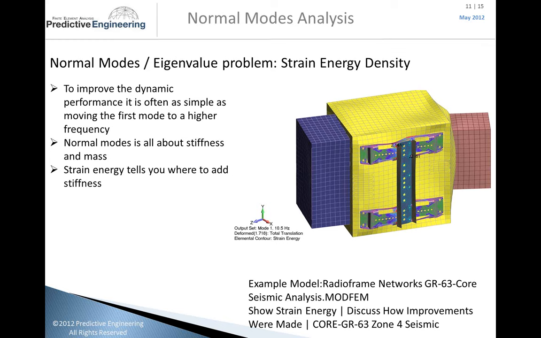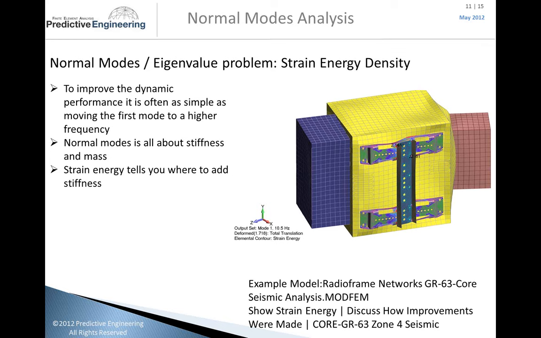And all it tells you, very simply, is where parts of the structure are deforming more than other parts for any particular mode. And the usefulness is that you can look at the strain energy in this model, it's a bracket, and you can say, we really need to increase that first mode frequency. The first mode frequency is causing us problems. In this case, it was for a seismic analysis, and we needed to move it higher, above a certain threshold. The simplest way was to reinforce the bracket in areas of high strain energy. If you attack the regions that have high strain energy, you're going to increase the frequency of that first mode. I hope that makes sense.